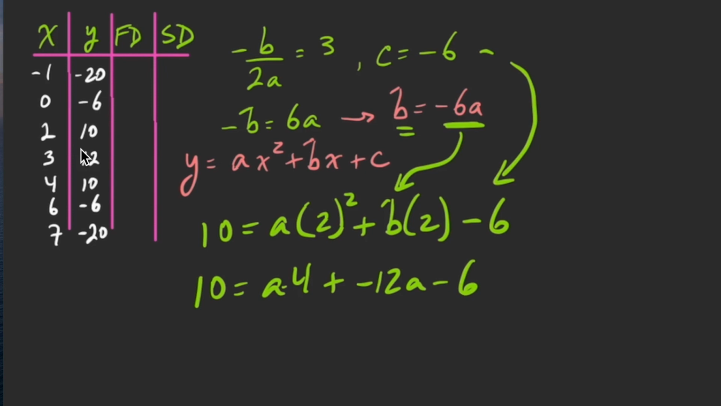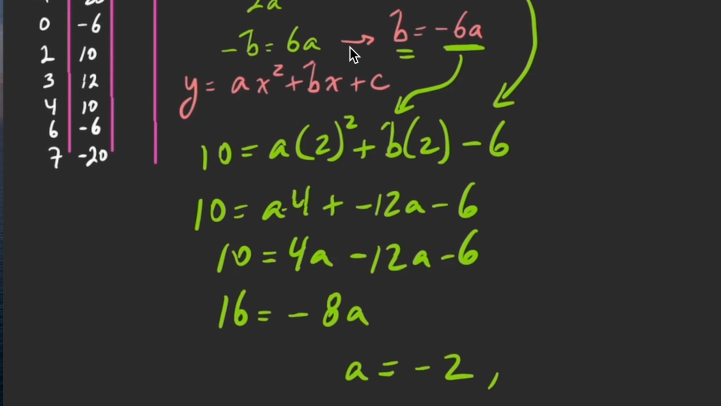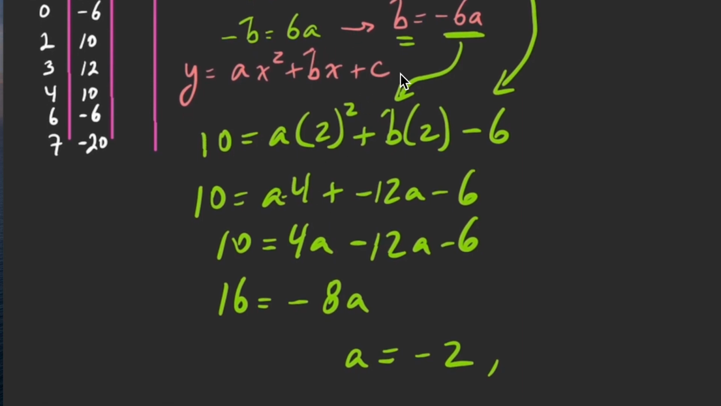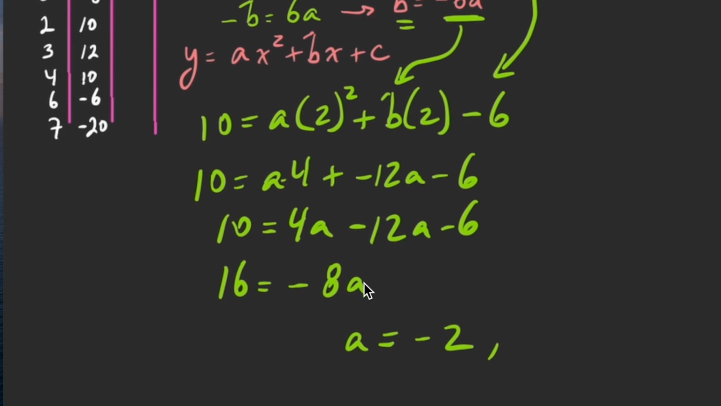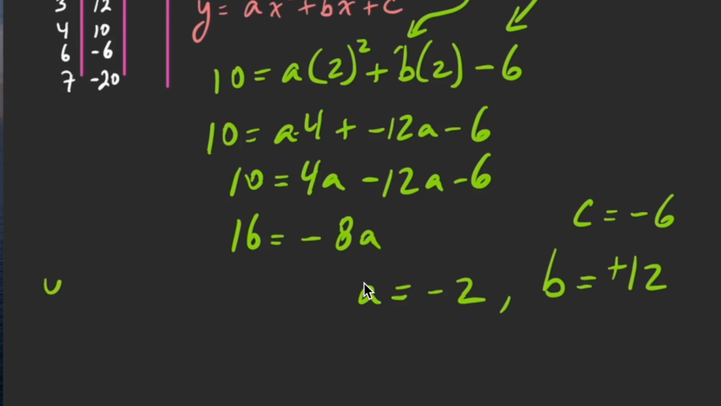So we're going to have that 10 equals 4a minus 12a minus 6. We're going to have 16 equals negative 8a. Therefore, a has to equal negative 2. So if a equals negative 2 and b equals 6a, then we know that b is going to equal negative 2 times 6, or 12. We now, folks, have our a, b, and c values. And our final equation is going to be y equals negative 2x squared plus 12x minus 6.